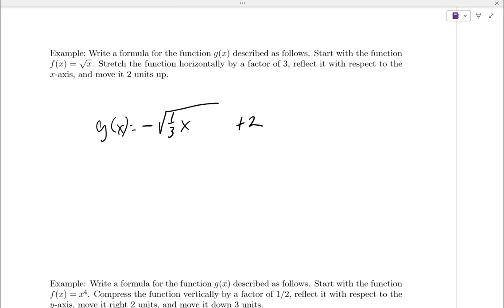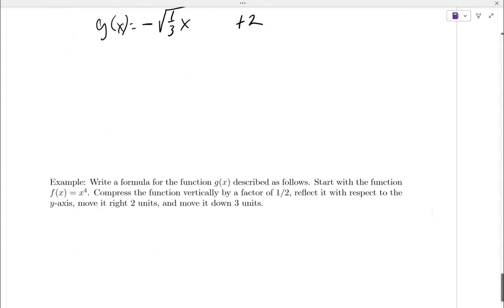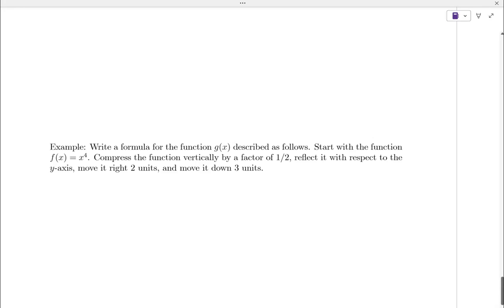It does the 3 things. This is your stretch by a factor of 3. This is your reflected, reflected vertically, sorry, about the x-axis. I read the horizontally on the problem as I was talking. And then the +2 is the shifted up. Okay. Let's do the next one.